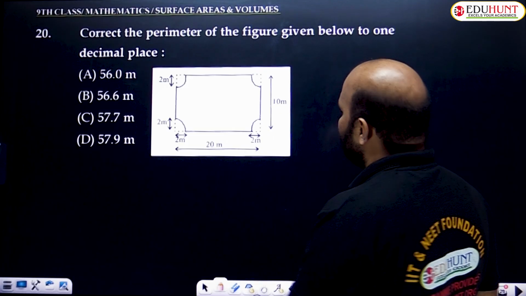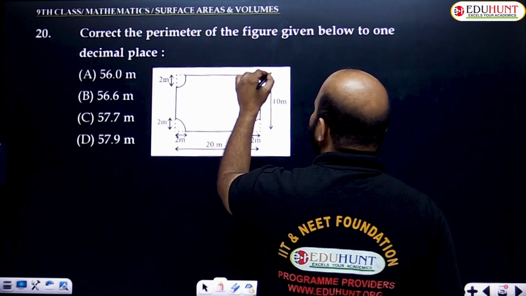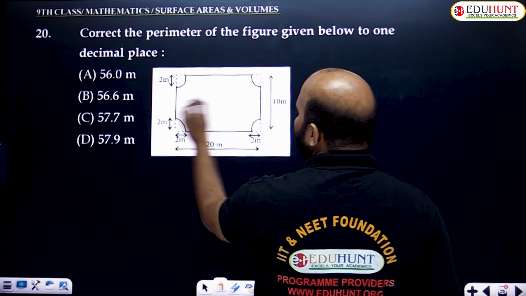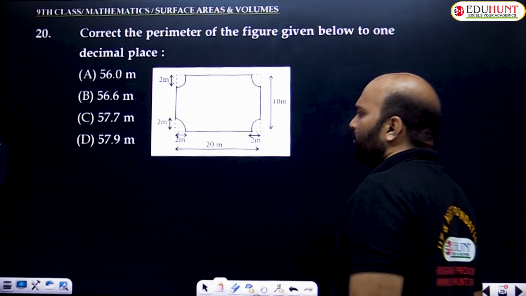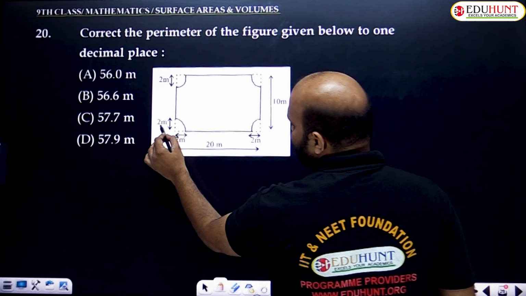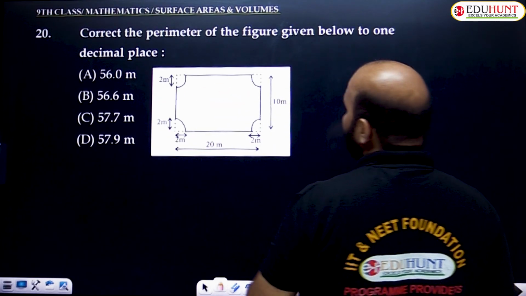Am I clear? So here the length of the rectangle, 20 meters is given, and the breadth, 10 meters is given. So two lengths, two breadths. Opposite lengths are equal, two breadths are also equal, but each sector's radius, how much is given? 2 meters. Am I clear? So the question I am asking is the perimeter of the figure.